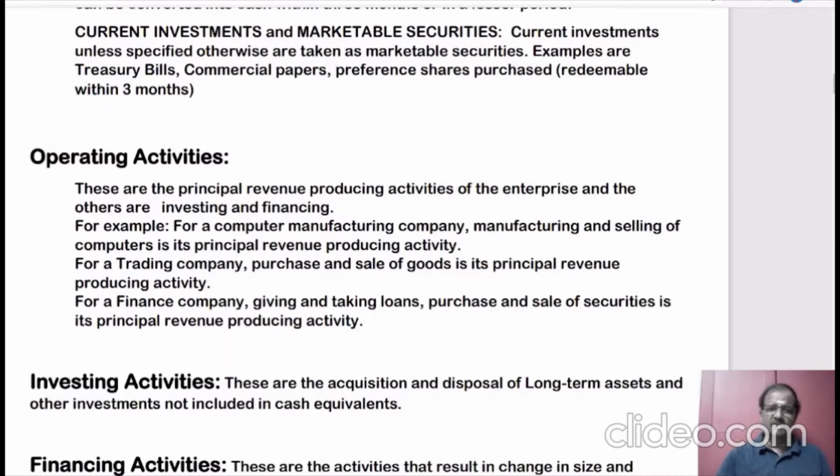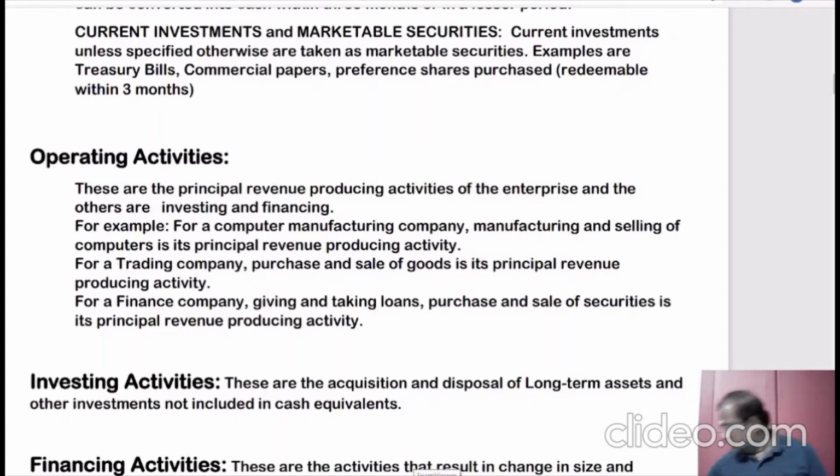What is the aim of starting this enterprise? Like, maybe to run a medical shop. In the case of a medical shop, selling medicine and earning is the principal revenue generating activity. In a textile shop, selling clothes and getting money. Like that, every organization has got a principal revenue producing activity. So all the activities relating to the main objective of the business are classified under operating activity.